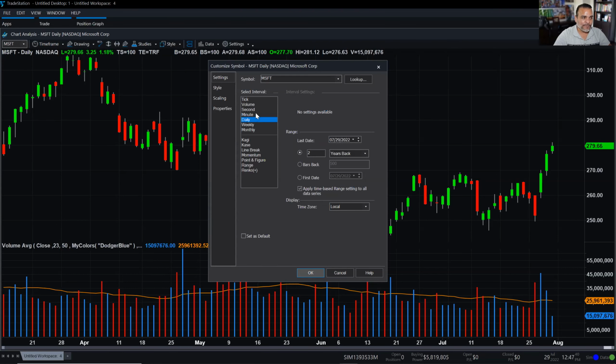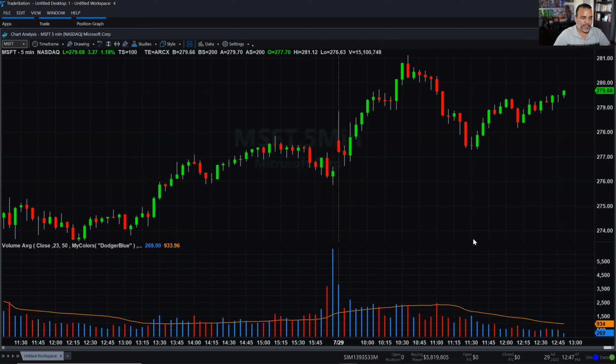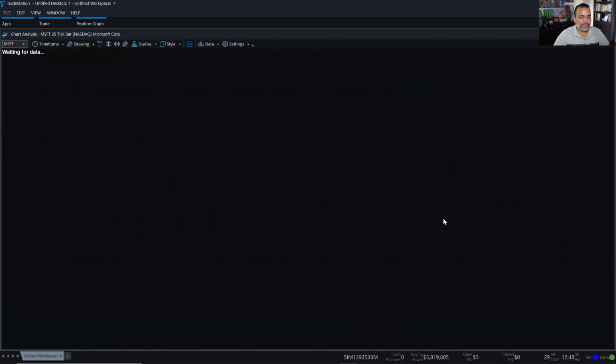Now let's go back here to a 5 minute, because I want to show you something. This is a 5 minute chart. Volume is set to tick count, as you can see the numbers on the far right, but you can also set the time frame to tick count. Notice how here there's a 25 ticks. Let me set it to 25 ticks.